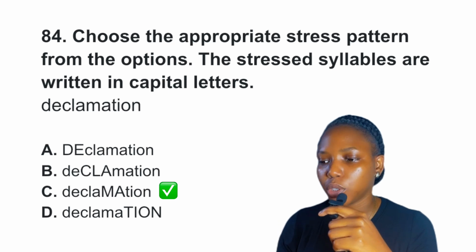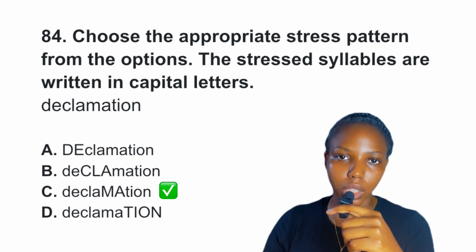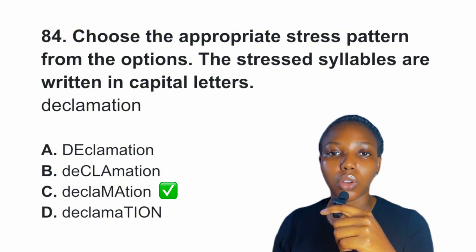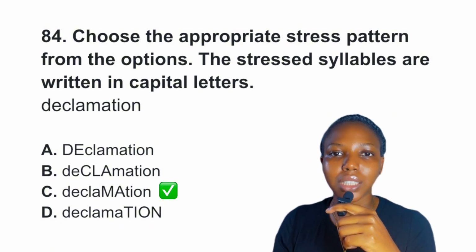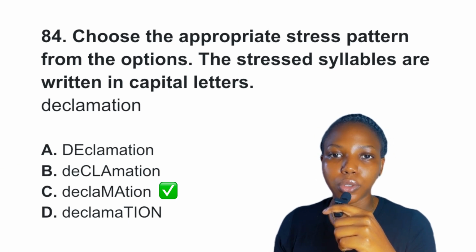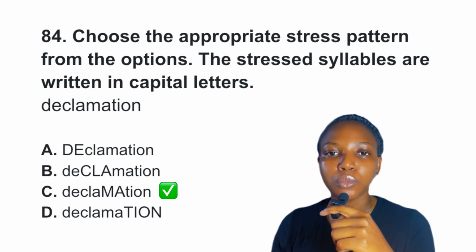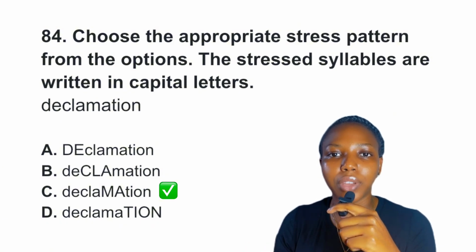Okay, so that makes option C the final answer to this question. Now declamation is gotten from the word declaim, and declaim is stressed on the second syllable. Now because it is stressed on the second syllable does not mean that declamation should be stressed on the second syllable as well. So if you do that, you will miss it, right? So this means that words ending with tion, sion do affect stress.